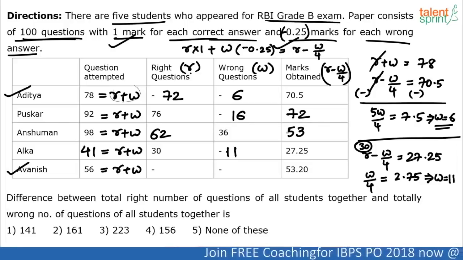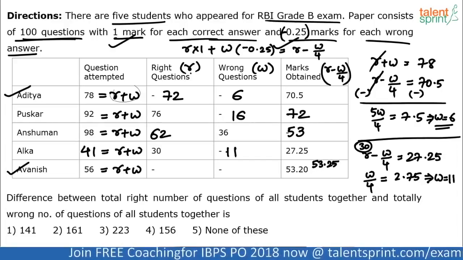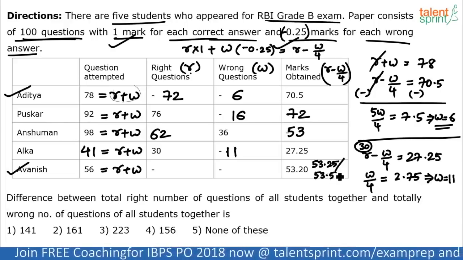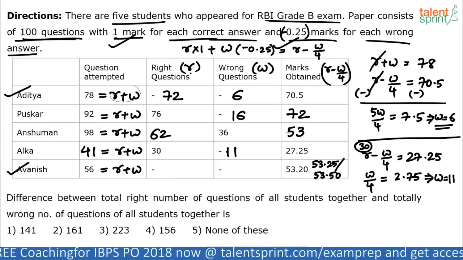So how do you decide? I think solve the equations for both the values. It cannot be 53.2. It is either 53.25, that's an error, right? 53.25, or it should be 53.5. So I'm sure when you solve for these two values, you will find that only one combination is correct and that can be taken as the right one.